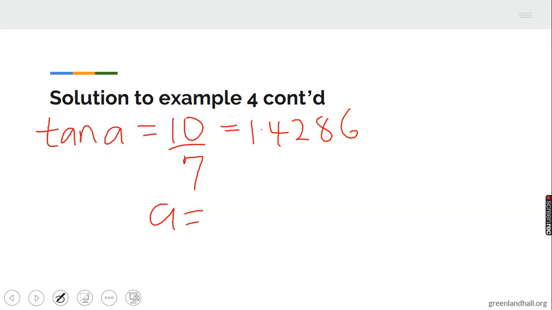Where do you have this? So that will be 1.4286. So it's under 55 degrees. That is for that.